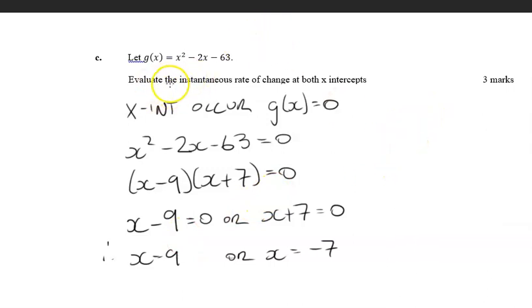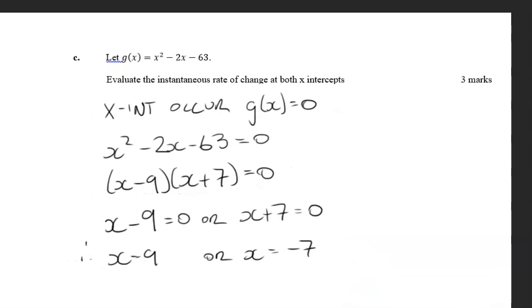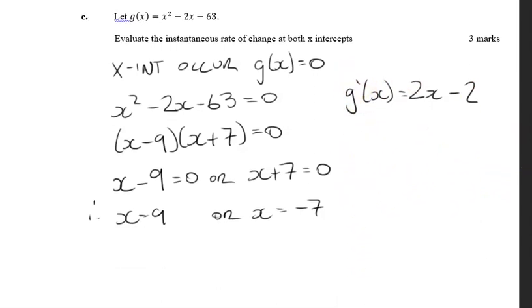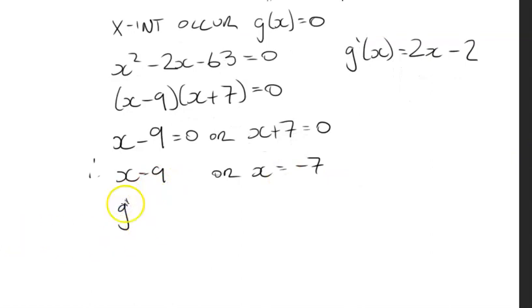Now what the question is asking for is the instantaneous rate of change at these x-intercepts. So I need the rate of change function. I need to find g dash of x before I can substitute these two values in. So g dash of x is simply 2x minus 2. That's it. 2 jumps to the front, and minus 2. The negative 63 is a constant, so we disregard it. And then we can evaluate. We can find g dash of 9, and also g dash of negative 7.